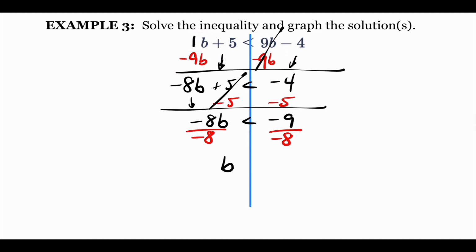Did I do step 3? Did I divide or multiply by a negative? I did. So I got to flip the symbol. I got to remember that if I divide or multiply both sides by a negative, I got to flip the symbol. So now I'm going to flip the symbol this way. And then I have a negative divided by a negative, which makes a positive over a positive.